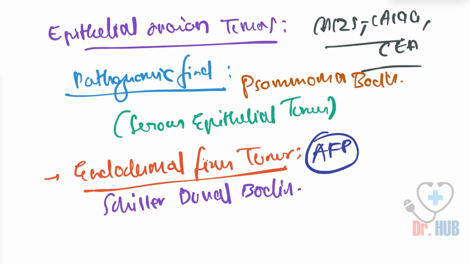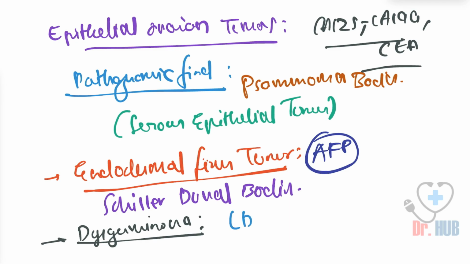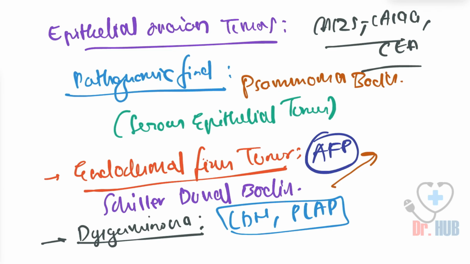Then we look at the dysgerminoma. What is the dysgerminoma about? For this dysgerminoma, the tumor markers include the LDH as well as the PLAP. The LDH and the PLAP. What is the pathognomonic finding of this? The pathognomonic finding is the lymphocytic infiltration.